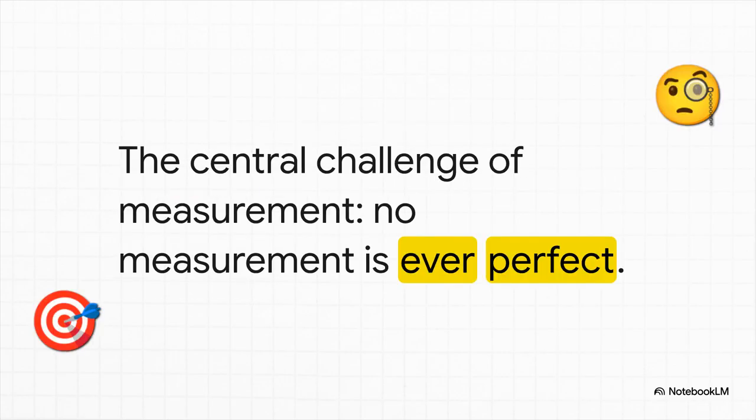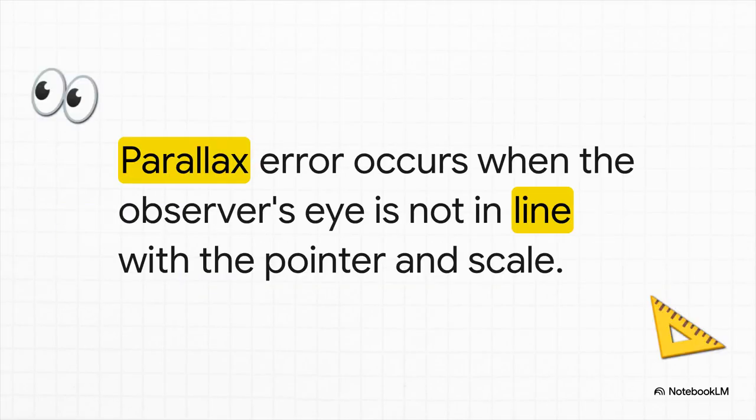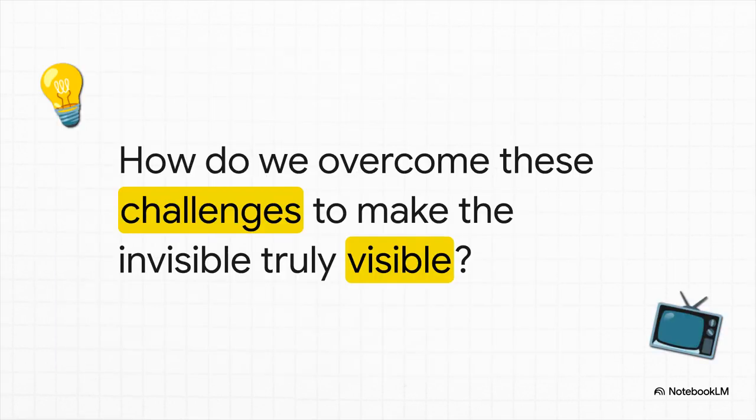But here's the thing, and this is super important. No measurement is ever 100% perfect. You can get errors from, well, you, or from the environment, or the tool itself. Even just looking at a meter from the wrong angle can mess up the reading. That's parallax error. And get this, the very act of measuring something can actually change what you're trying to measure.